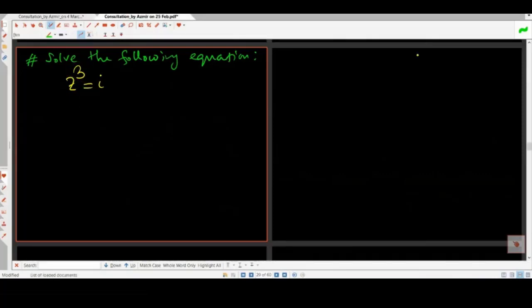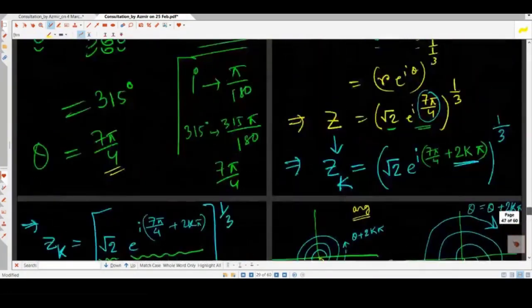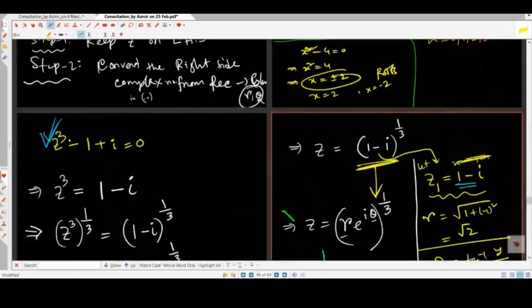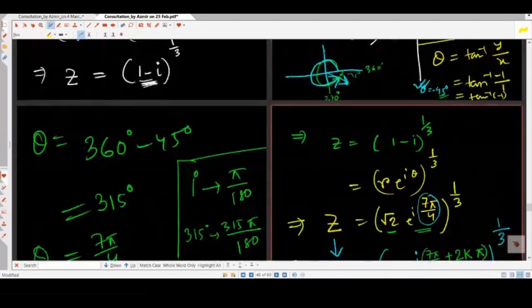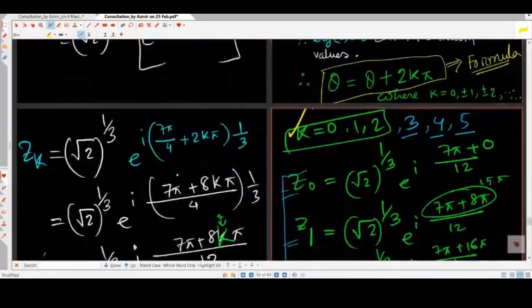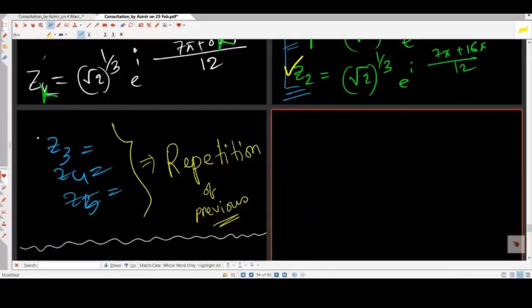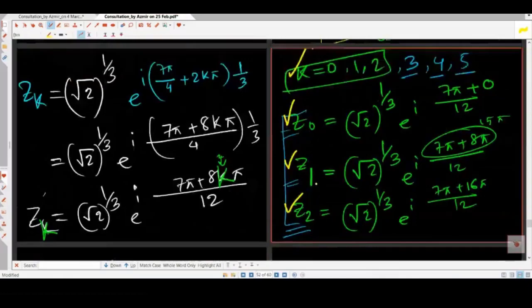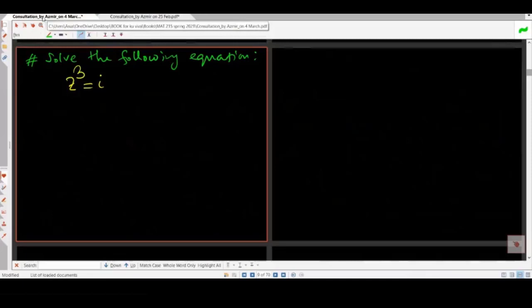And in my last session, I solved a similar problem, like z cubed equals negative 1 plus i. For this power 3, we actually have 3 solutions. The solutions are denoted as z0, z1, z2. And if we try to find more solutions, that will be a repetition of the previous solutions. So that is the concept. Using that concept, we are trying to solve this problem here.